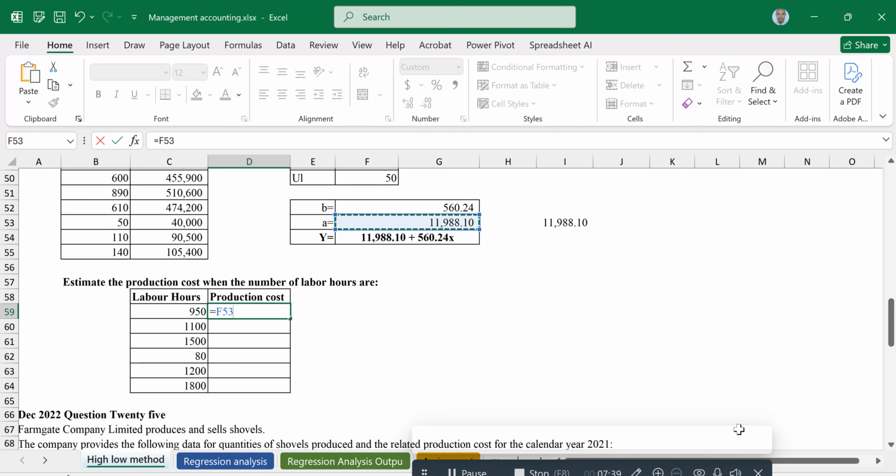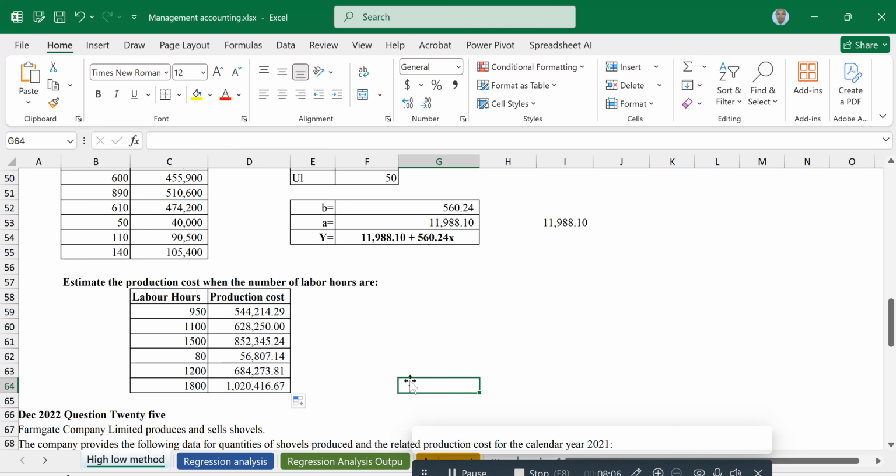A is this, the 11,988.10, lock with absolute cell referencing, plus, then open bracket, BX. Click on B, the 560.24, lock it, then multiply that with the labor hours, which are 950. Don't lock the labor hours, close bracket, enter, and that will estimate the production cost, after which you drag down. You want to use it to answer the same way.